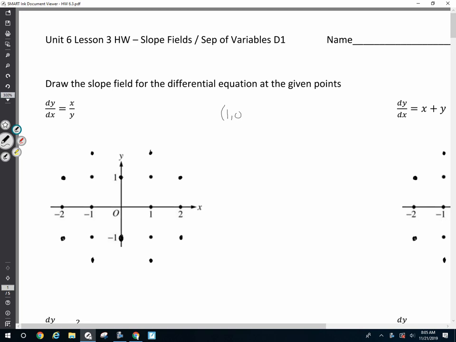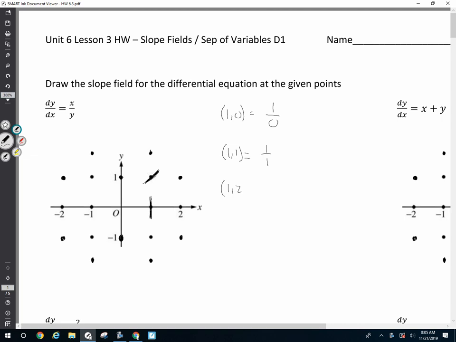You know, like (1, 0). When x is 1, y is 0, I'm going to have an undefined or vertical tangent. (1, 1). X is 1, y is 1. I'm going to have a slope of 1. We need to know that positive slopes of 1 look like that.